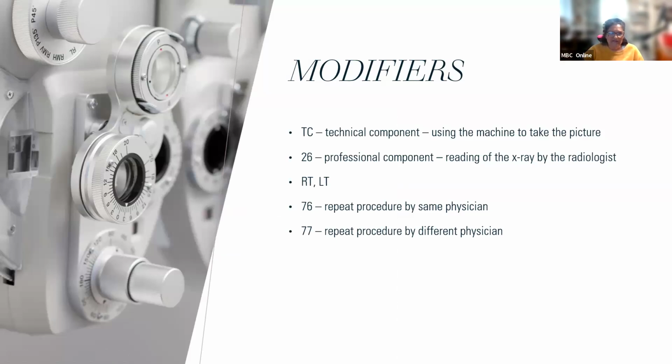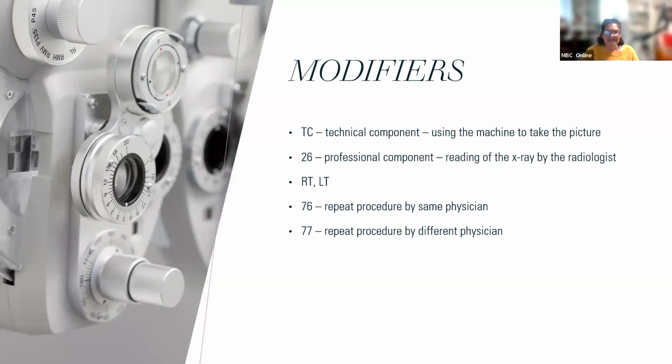There are a few modifiers that you will use in radiology. The first one is TC, and that means technical component. That basically means that you're using the machine to take the picture. So if I were to go to an MRI center and get an MRI, and they're not going to read it, they're just using their equipment to take my MRI, that place can code for my MRI, but they would add TC on the end as their modifier, because TC means we did not read the results, we just took the picture, we took the MRI.